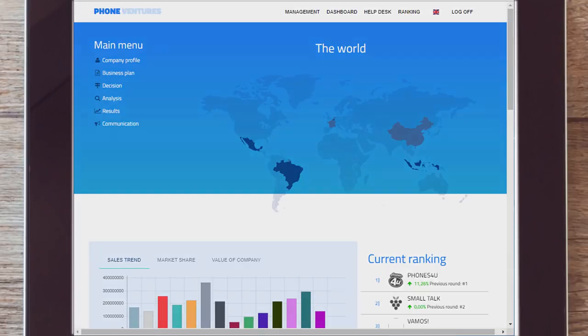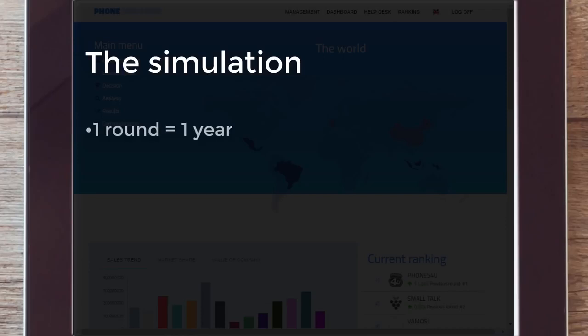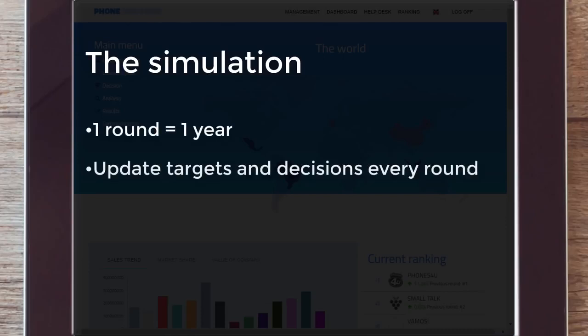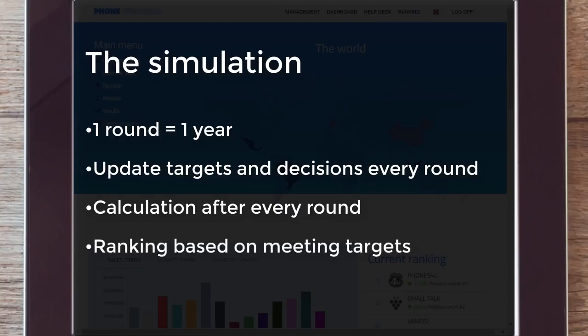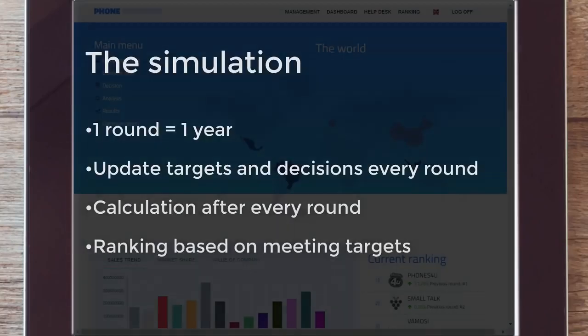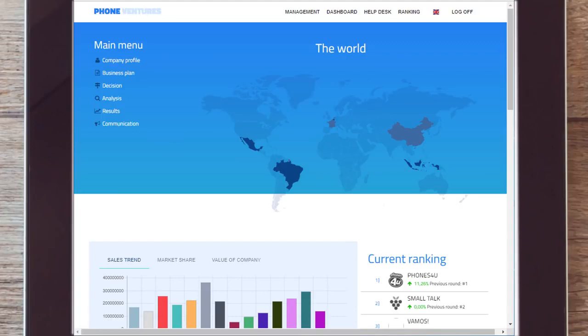In this simulation, each round stands for 1 year of operations. At the beginning of each round, you must set or update your targets. At the deadline of each round, a calculation is made. The new ranking list is based on the points scored from your chosen targets. The aim is to be on the top of the ranking list when the simulation ends.